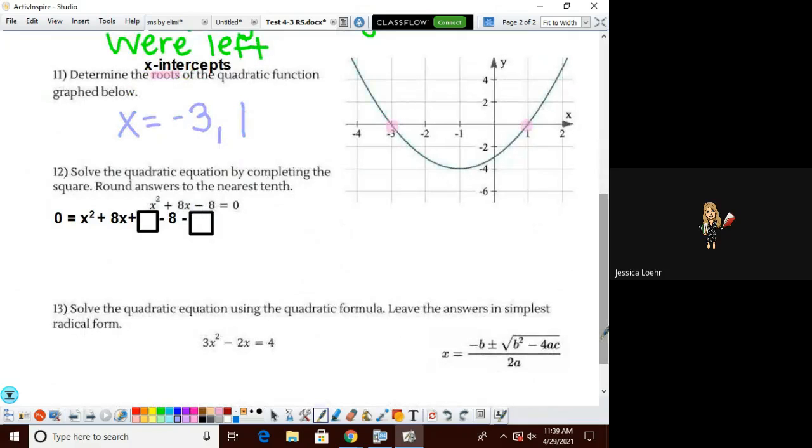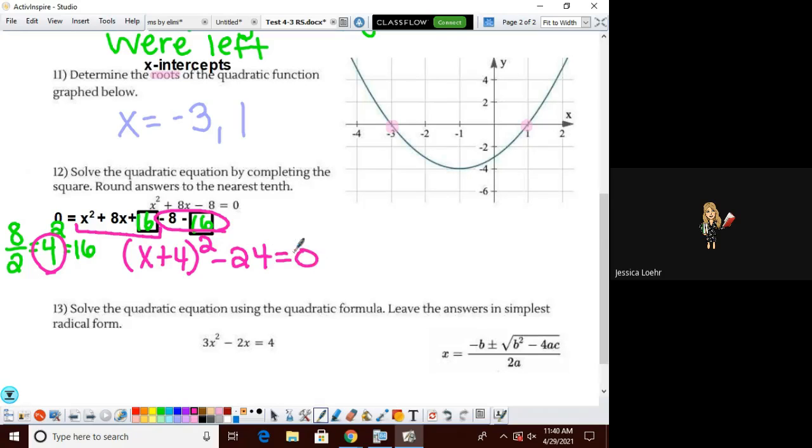Solve the quadratic equation by completing the square. All right, round answers to the nearest tenth. So, again, take the b value, which is 8. Well, rewrite it first, but obviously I did that. Divide it by 2. That gives you 4. Then square it. That gives you 16. That goes inside your boxes. Then rewrite the first 3 terms. X plus 4 squared, because this number is a 4. Combine -8 minus 16. It's -24. All of this equals 0. I should have put equals 0 here, my bad.